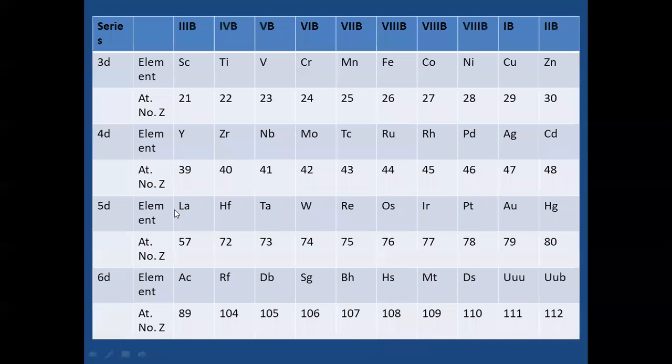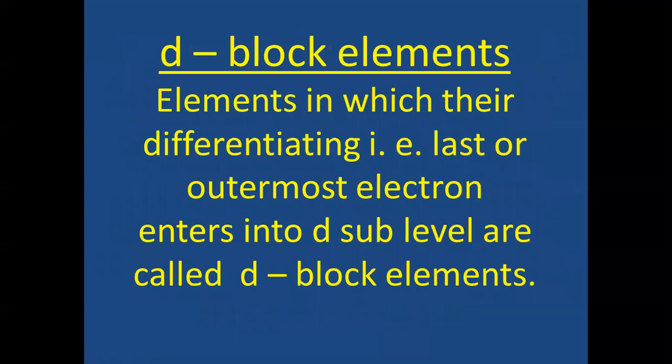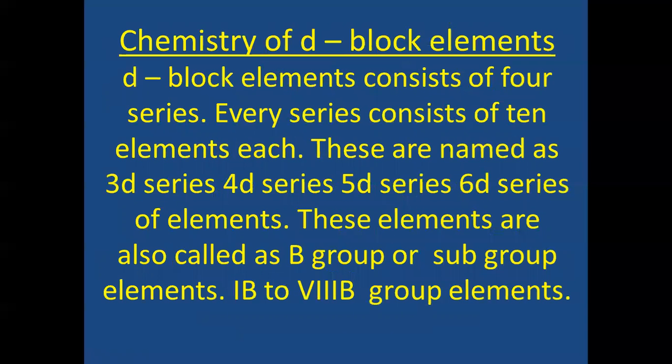Here, the electronic configuration of these elements is ns1 to 2, (n minus 1)d1 to 10. What is the meaning? That here both the nth level and the n minus 1th level are incompletely filled.